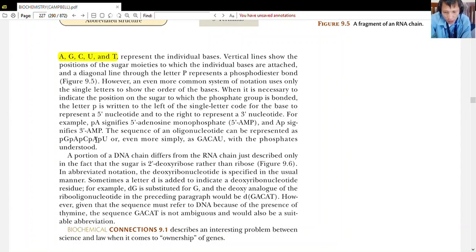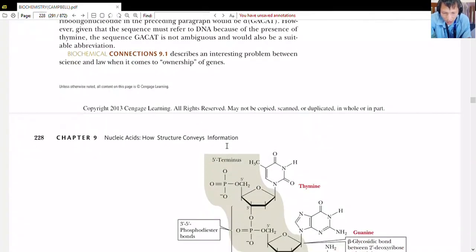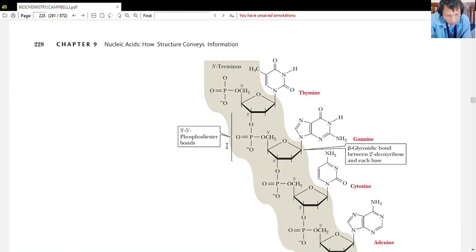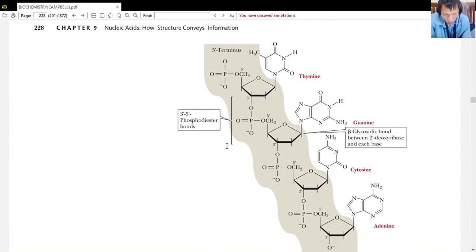For example, you have this polynucleoside or oligonucleoside, meaning not so very long. So you have the GACAU here, meaning it's a chain of nucleosides of guanosine, adenine, cytosine, adenine, and uracil for an RNA. Okay, so just read those. This one is a portion of your DNA. Again, the difference is only on the thymine side. You have uracil for your RNA.